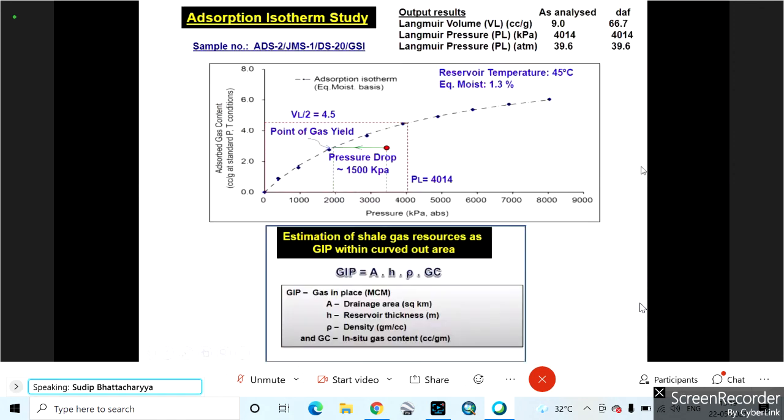These things are totally the same. You see that this is the adsorption isotherm capacity, and this is just the reverse of that, desorption. This is a very good criterion from the productivity point of view: at what amount the pressure is to be dropped, and what the Langmuir pressure and Langmuir volume are. Ultimately we will get the GIP, which is the most important to us, that is the gas in place. This is the resource value we give to the nation each and every year. So this is a very important thing for the shale gas reservoir.